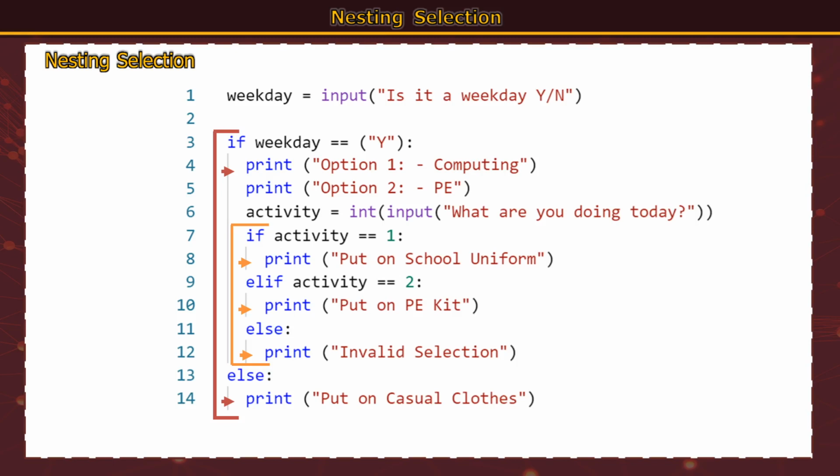Here's an example of some Python code for a menu that uses nested selection. Feel free to pause the video at this point and discuss with your class friends what would happen if you entered different values at line 1 and line 6.